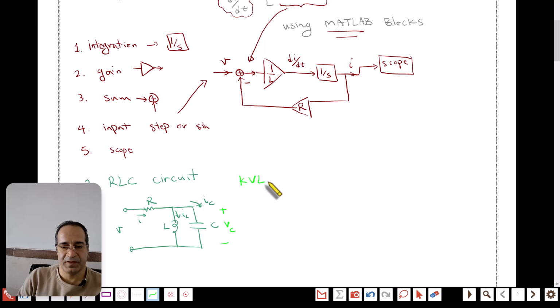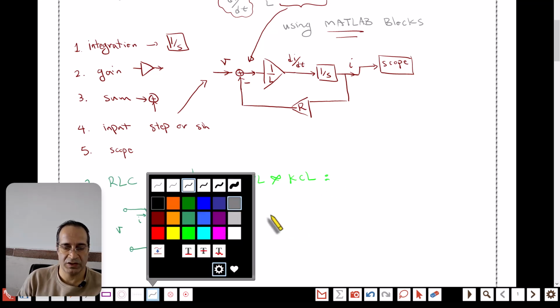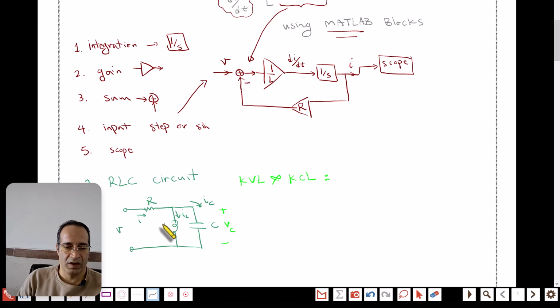KVL and KCL for this circuit give me these equations. I can write for this current I: V minus VC over R. And then this current is the summation of IL and IC. This is IL plus IC.